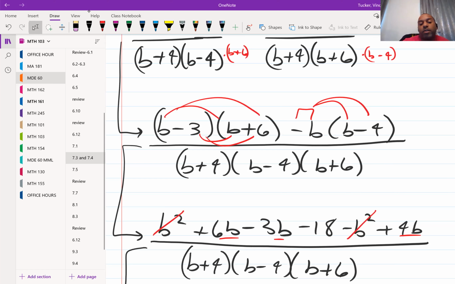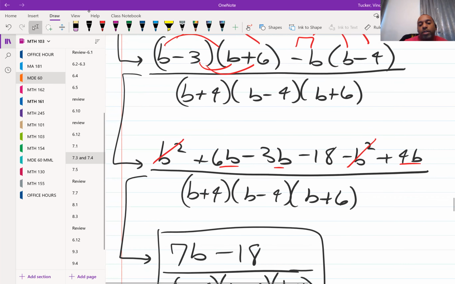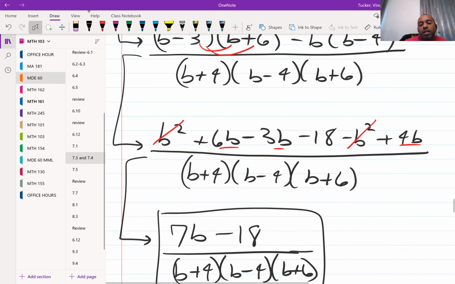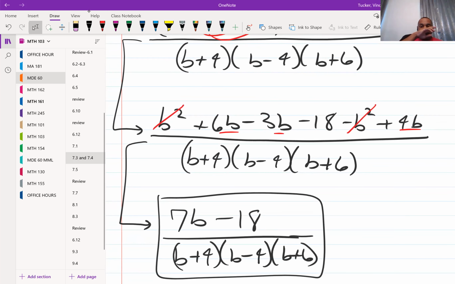All right, combine your like terms. b squared and negative b squared will cancel. 6b minus 3b plus 4b will give us 7b, and we still have that minus 18, which cannot combine with anything. So that would be your answer.